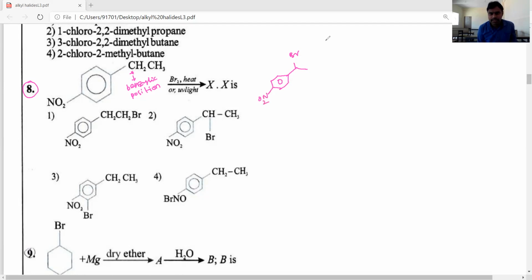If you observe, this is a chiral carbon or asymmetric carbon. Why is it a chiral carbon? Bromine, CH3, phenyl and hydrogen: 4 different groups are present. Now the resultant product is a D and L mixture. So here 2 types of isomers will form. It exhibits optical isomerism.